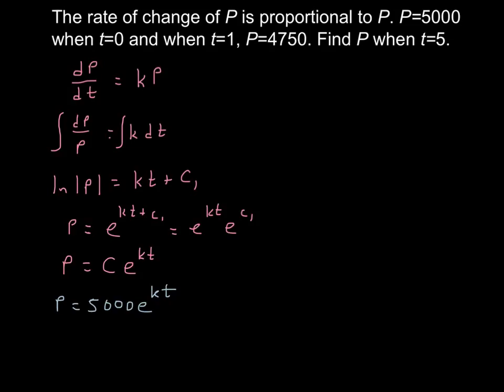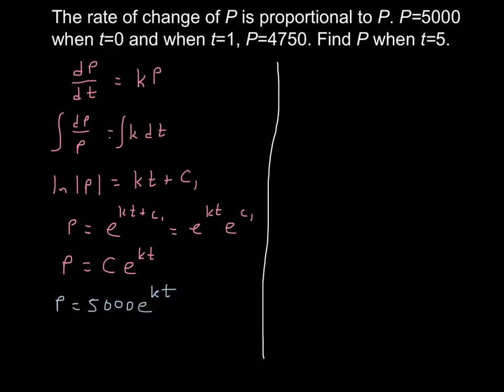Now what we need to do is find k. And so I'm going to draw that line there. And to find k, I need to use this other piece of information I know, that when t is 1, p is 4,750. And so what I can do at this point is I can put 1 in for t and 4,750 in for p.